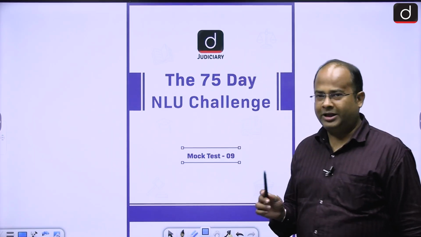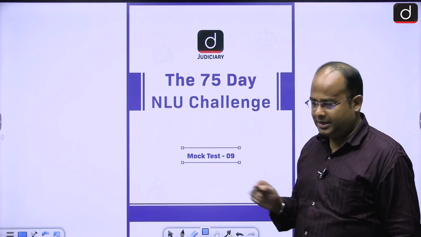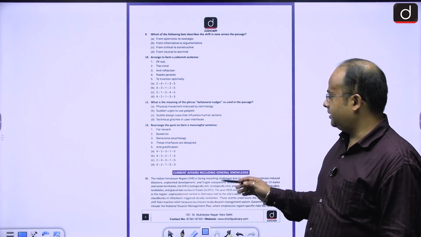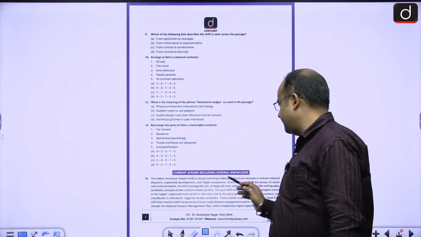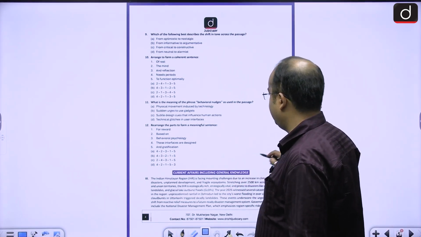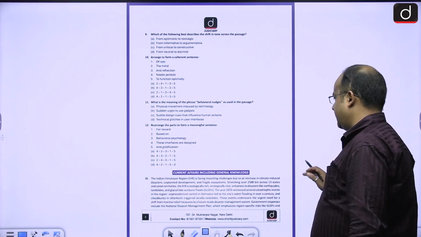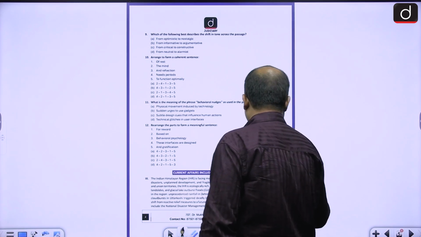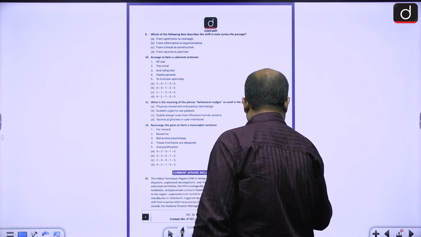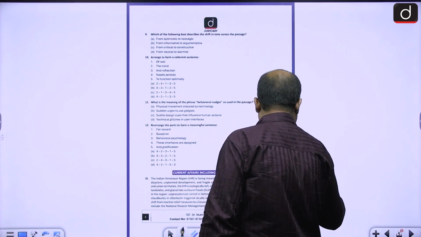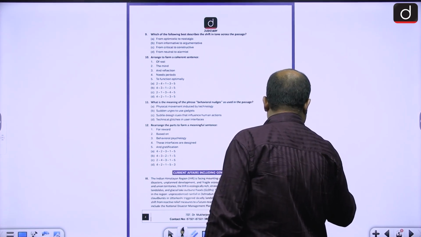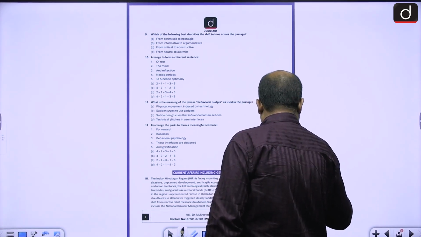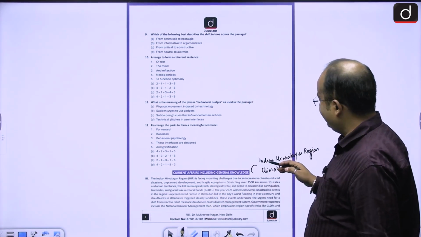So my dear friends, today I will be discussing with you mock test number 9 and the GK and current affairs questions. Now guys, here is the passage that is about the Indian Himalayan region and climate change, the challenges due to climate action. Now let's see the questions.